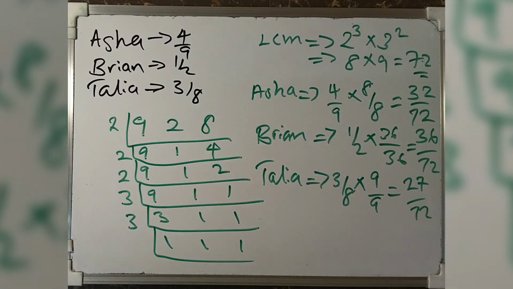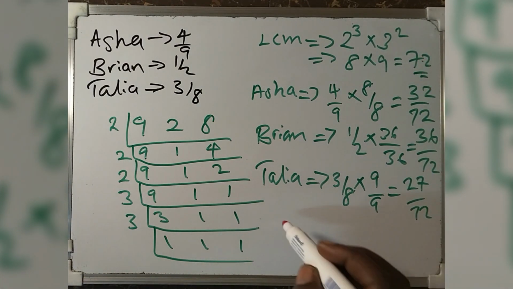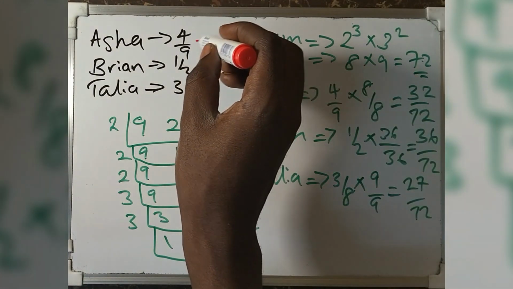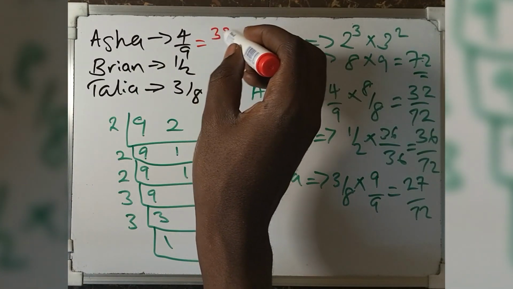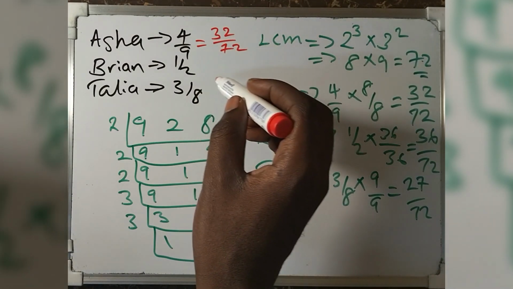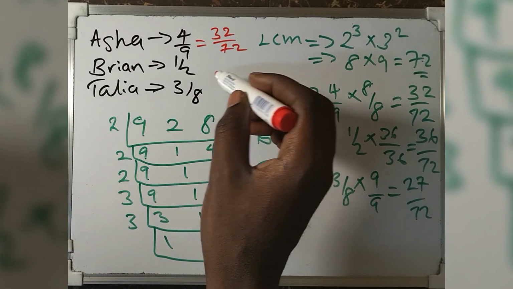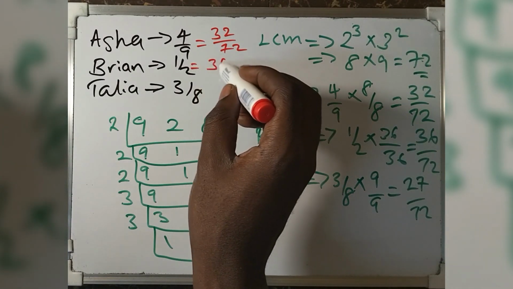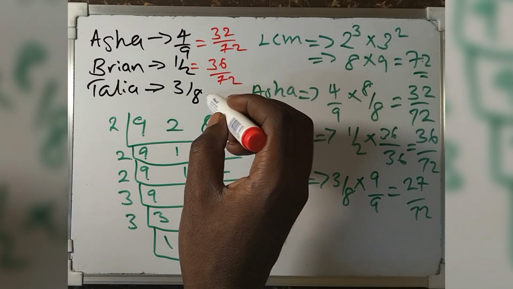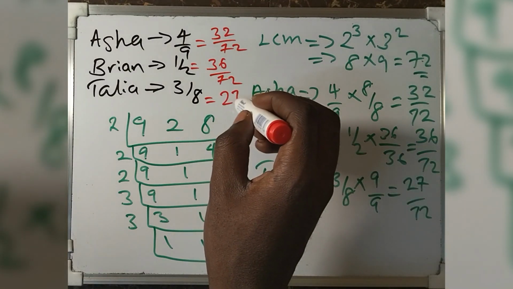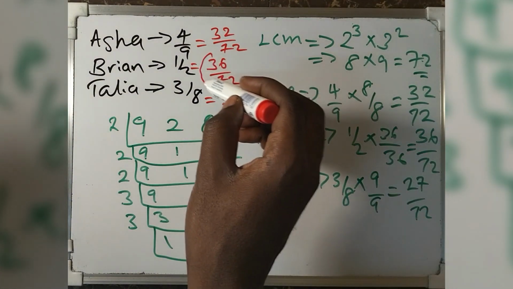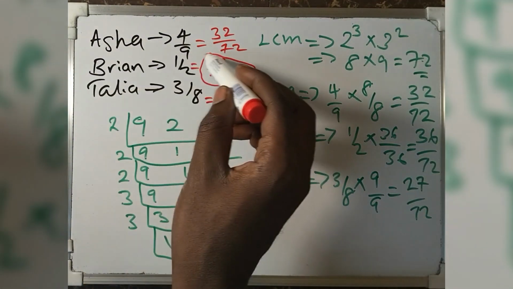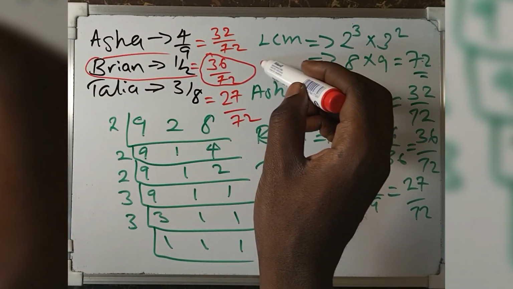And now we're going to compare the numerators. For Asha, we have 32 over 72. For Brian, we have 36 over 72. And for Talia, we have 27 over 72. So, since they have the same denominators, the largest is 36 over 72. So the answer is Brian with 36 over 72.